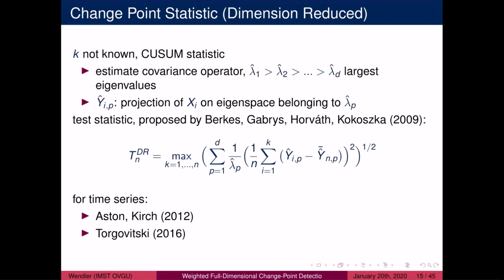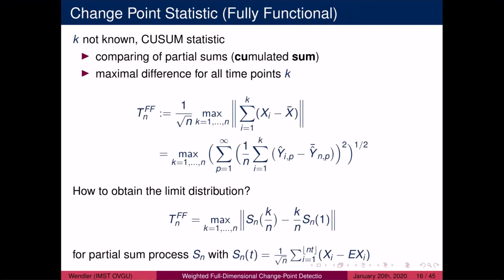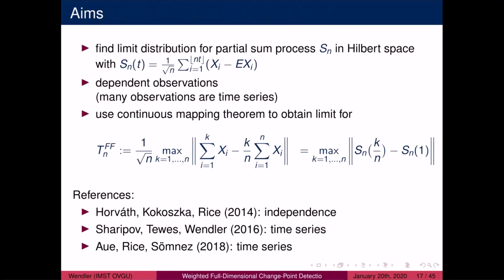Yeah, it's the projection on the eigenspace belonging to lambda hat. So they will have different variances because, well, in some directions you have more variance than in others. Okay, it's a partial sum process. The formula looks exactly like in the real-valued partial sum process, but it now takes values in our Hilbert space.